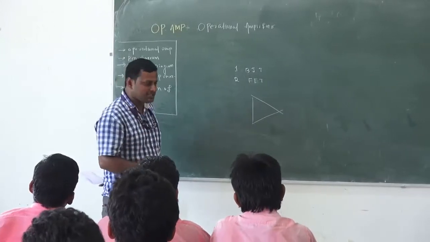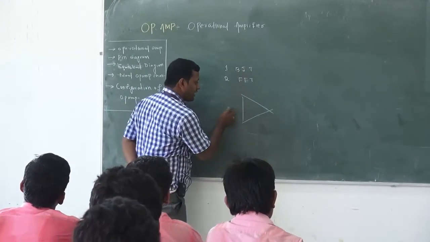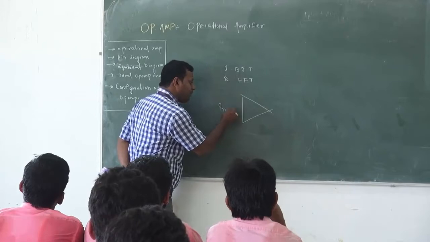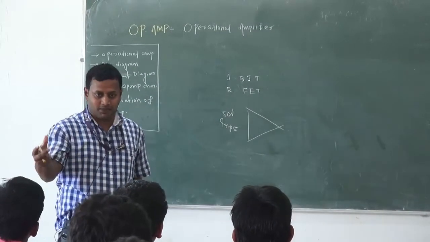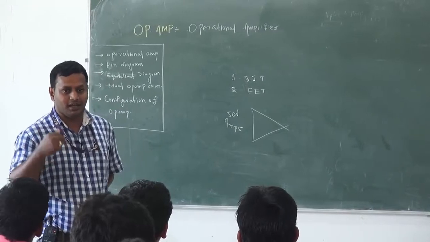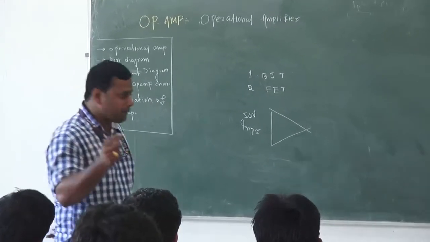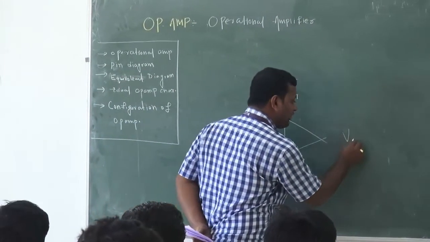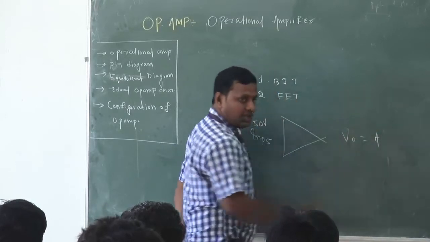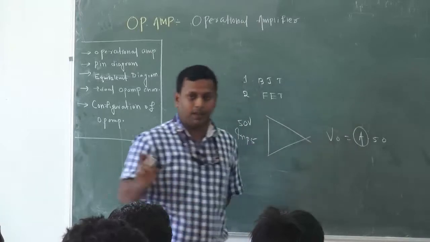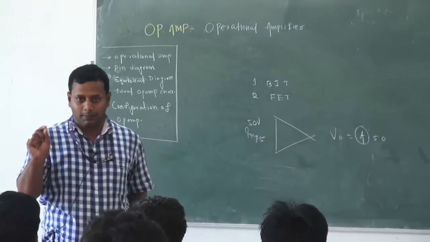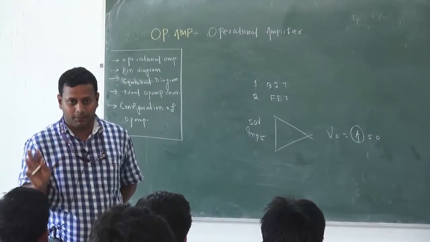For example, if in my input side I am giving, suppose, 50 volt, in the output side I am expecting a value greater than 50. Maybe in the output V0 I am getting A into 50, where A is nothing but the gain of the amplifier. I am talking only about the amplifier, that is, the gain of the amplifier.